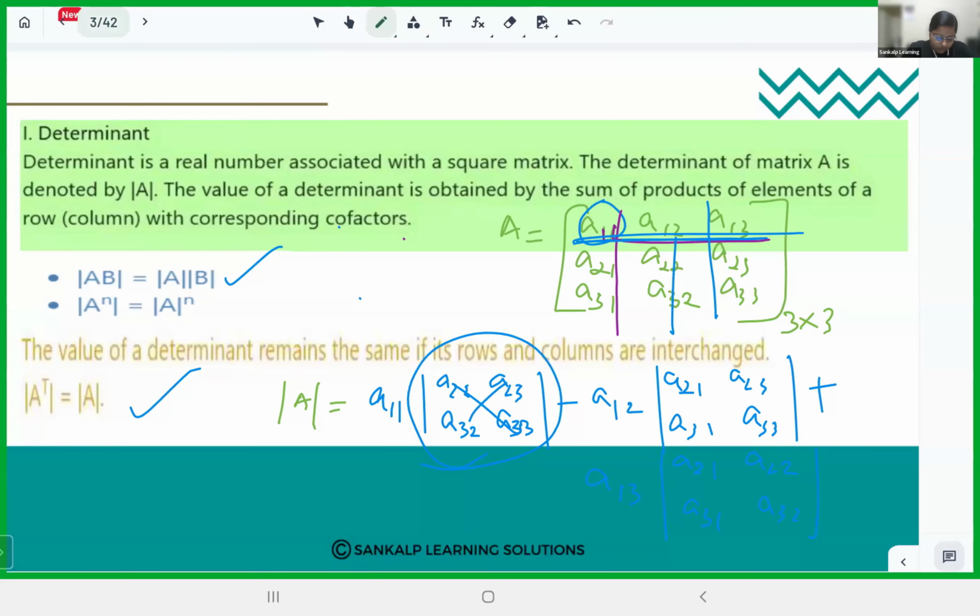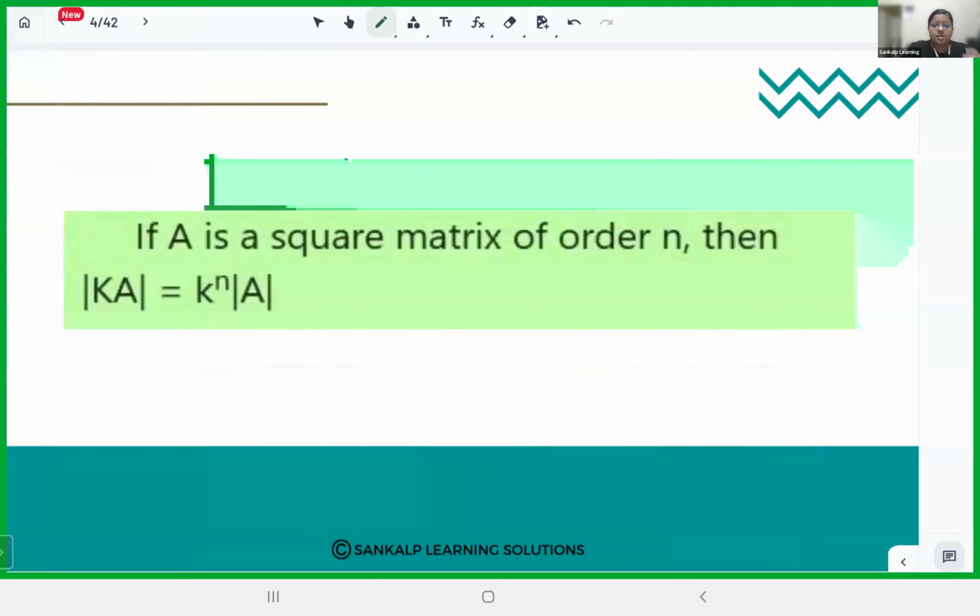All right, now we are moving on to the next concept. If A is a square matrix of order n, then determinant of k into A is equal to k raised to n into determinant of A. What do you mean by that? That is, k is a scalar. K is a number and that number is multiplied with the matrix A. So you will get another matrix and you have to find out the determinant of that particular matrix. So how will you do that? That is given here: k raised to n into determinant of A.